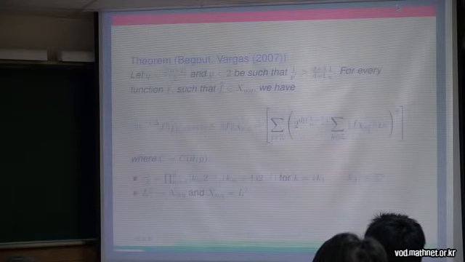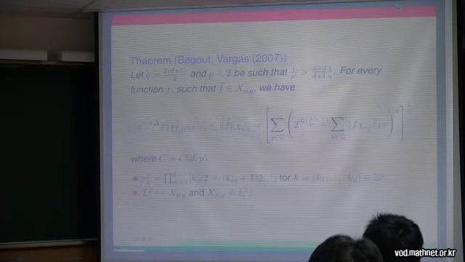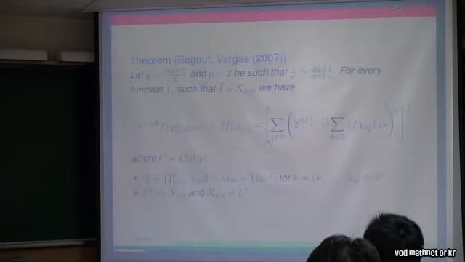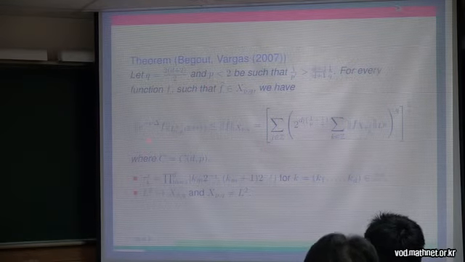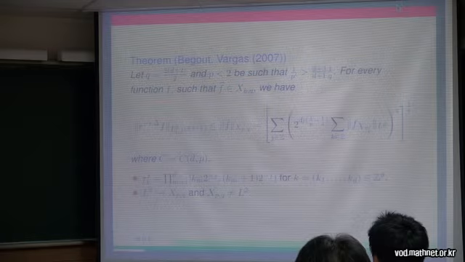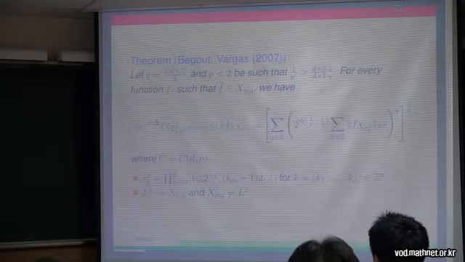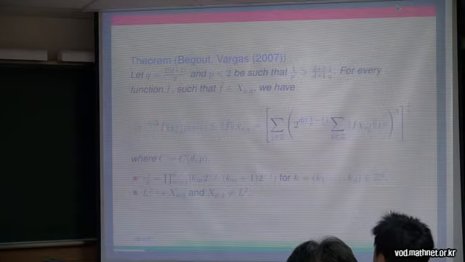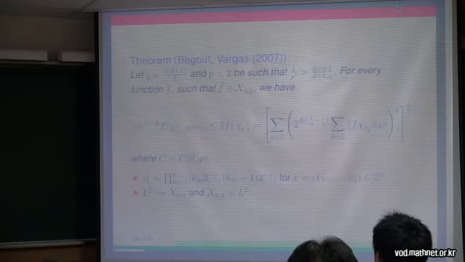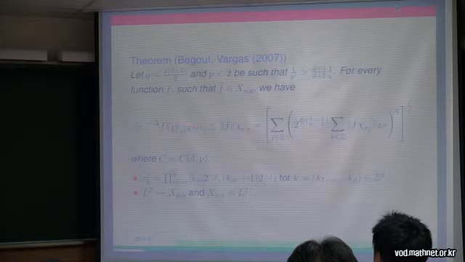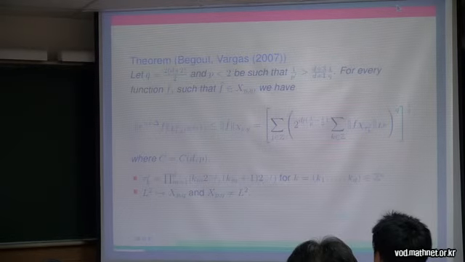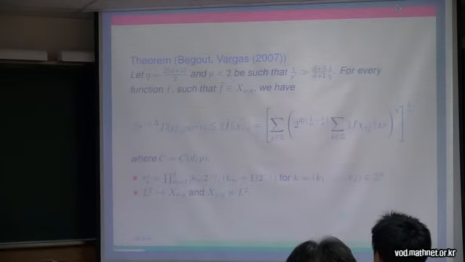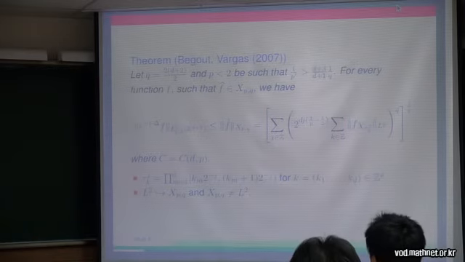Here is one example of the refined Strichartz estimate. This theorem is by Bégout and Vargas. This theorem tells that the solution of the Schrödinger equation in the L^q space is bounded by this quantity. In fact, this quantity is less than the L2 norm of f.